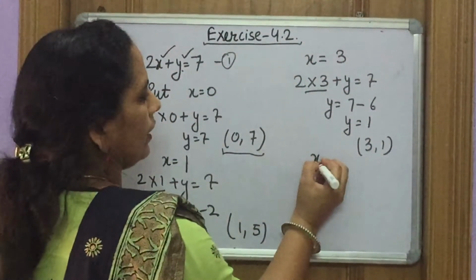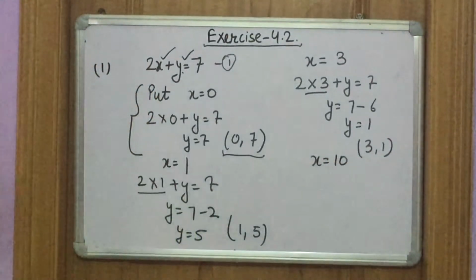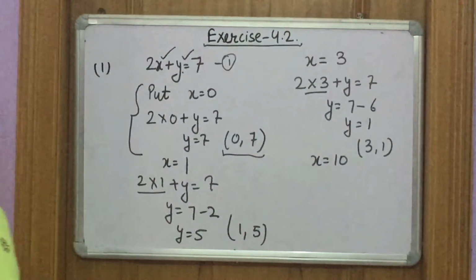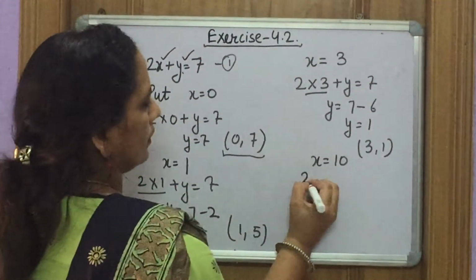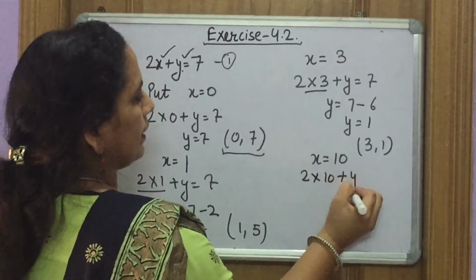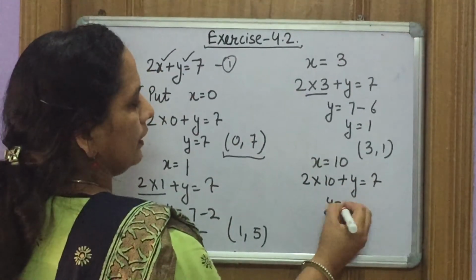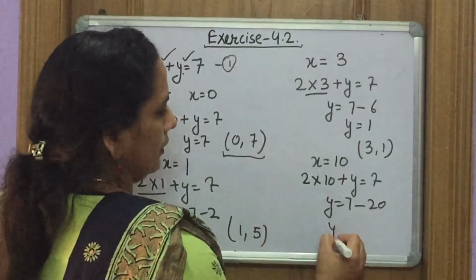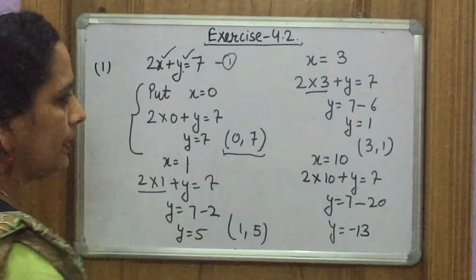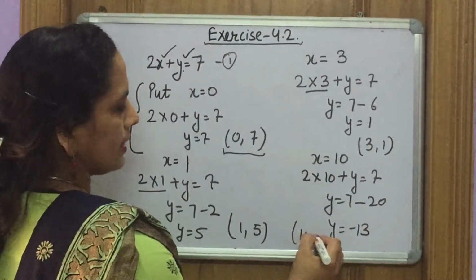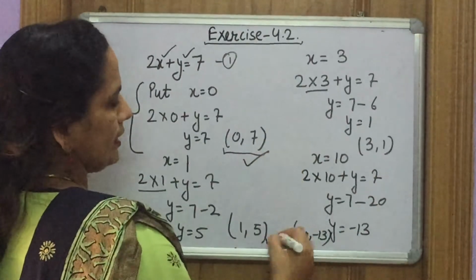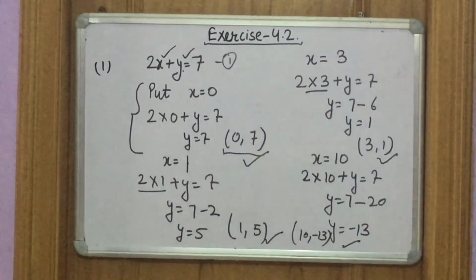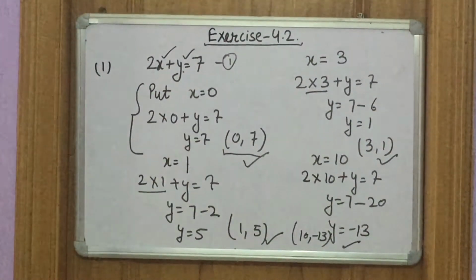Similarly, if we put x is equal to 10, it's your choice. You can put any value of x, negative, 0, or positive. 20 plus y is equal to 7. Then y is equal to 7 minus 20, so it will be equal to minus 13. So the next solution is 10, minus 13. So these four are solutions of this linear equation in two variables.